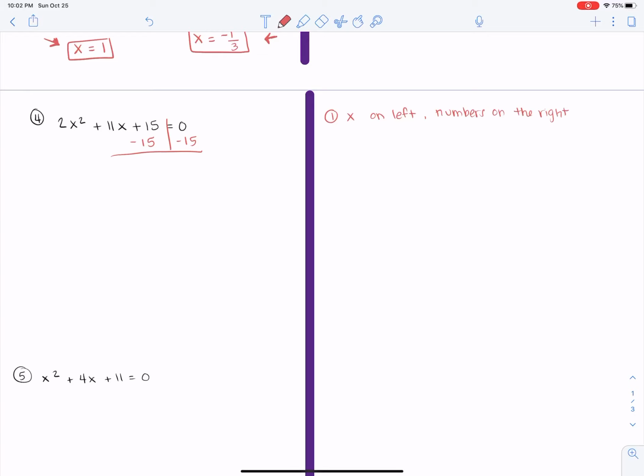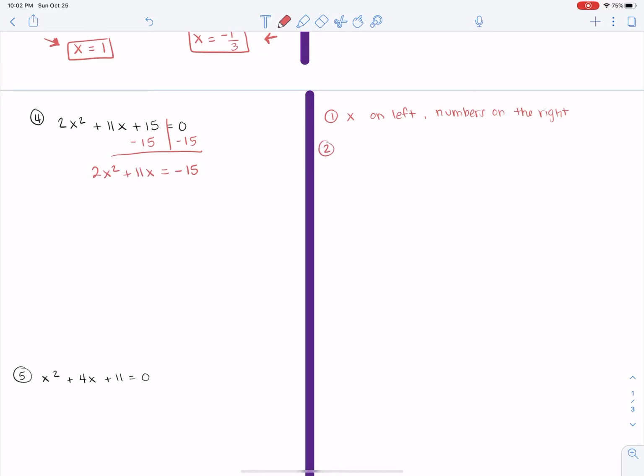But on your assignment today, you might have an x on the right that needs to move to the left. So just pay real close attention to it. I can't give you an example of every type of question that you'll see. So use these, use the ones on the odd answers, and just pay real close attention. You want x squared and x on the left, the number by itself on the right, okay? So I have 2x squared plus 11x equals negative 15.